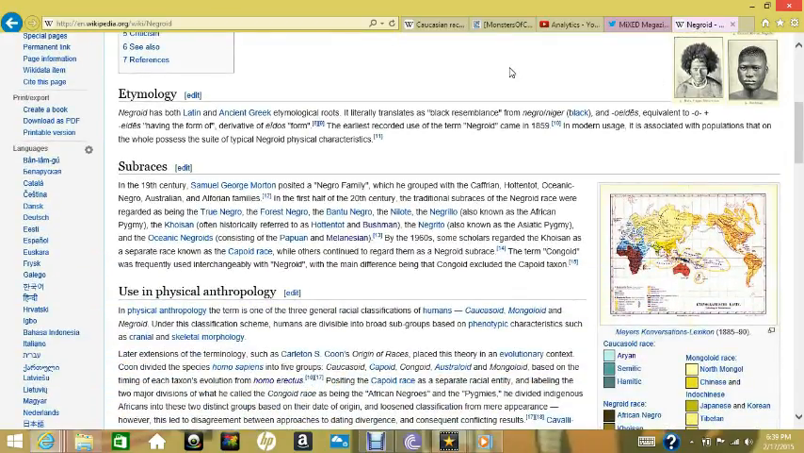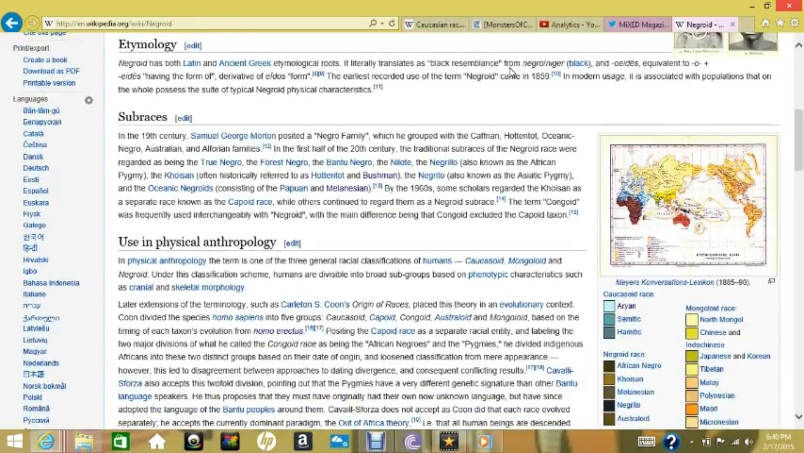Okay, in etymology, the word Negro has both Latin and ancient Greek roots. It comes from the Latin word niger, translated as black, from which Negroid, meaning black-like, is formed. The early recorded use of the term Negroid comes in the 1800s, in 1859. In the modern US age it is associated with the population with the physical characteristics of the Negro type.